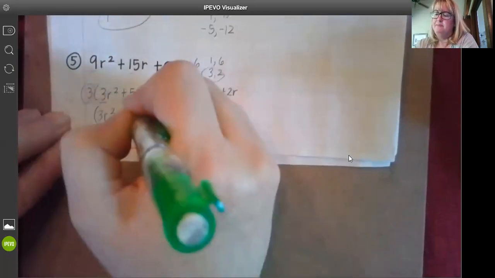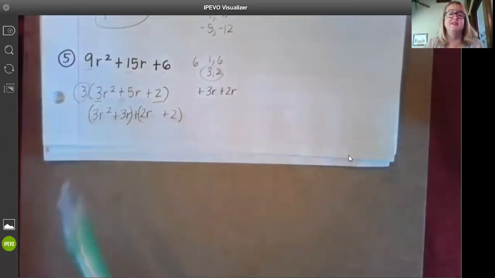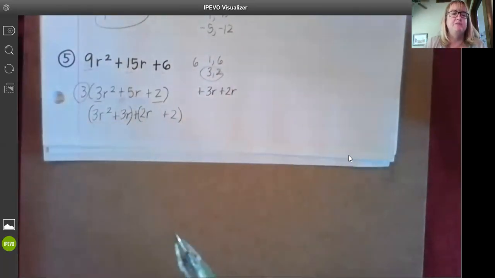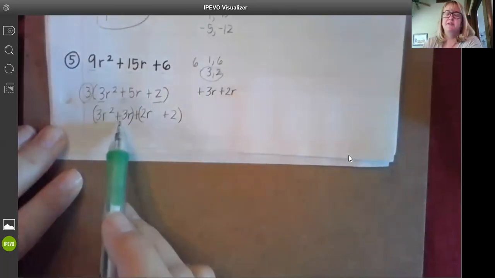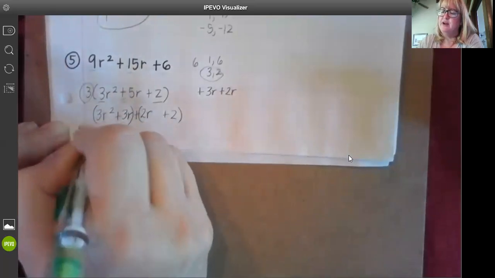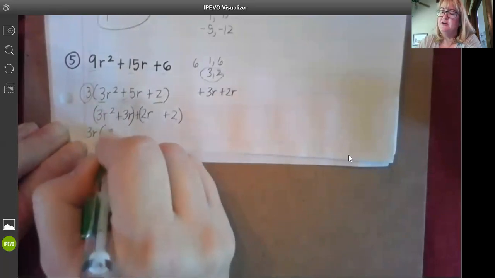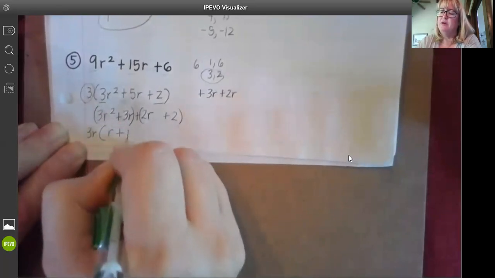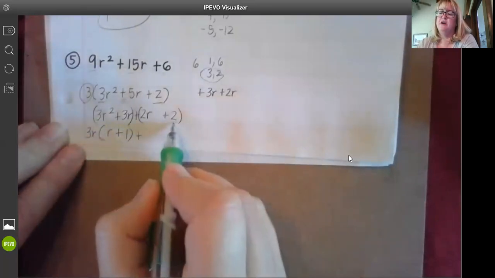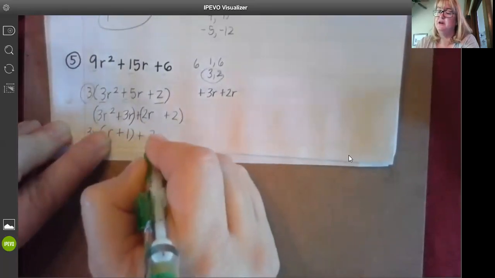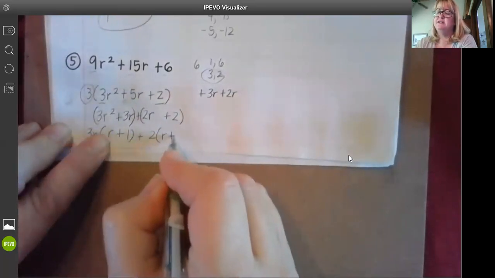Now I'm going to group them. And if you're strategic about them, they will always group in this manner. I'm going to group them and then factor. What can I factor out of 3r squared plus 3r? I can factor out a 3r. And 3r squared divided by 3r is just r, plus this would be a 1. Plus, what can I factor out of 2r and 2? I can factor a 2. And 2r divided by 2 is just r, plus 1.